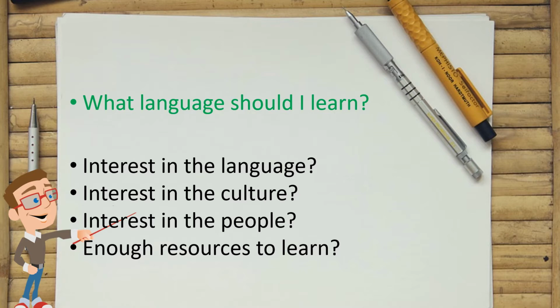And another thing you might want to consider is the available resources for learning a language. If you're learning a small language, which would be considered less than 100,000 speakers, you're going to struggle to find books and audio and other resources for you to study. So you should take this into account when you think about what language you want to learn.